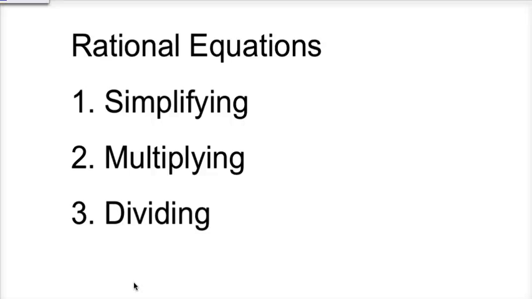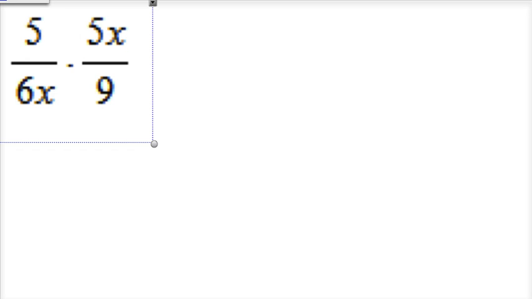Rational equation, simplifying, multiplying, dividing. First equation, 5 over 6x times 5x over 9. Simplify where you can. Just like you're multiplying normally, can I simplify anything from my numerator and denominator?